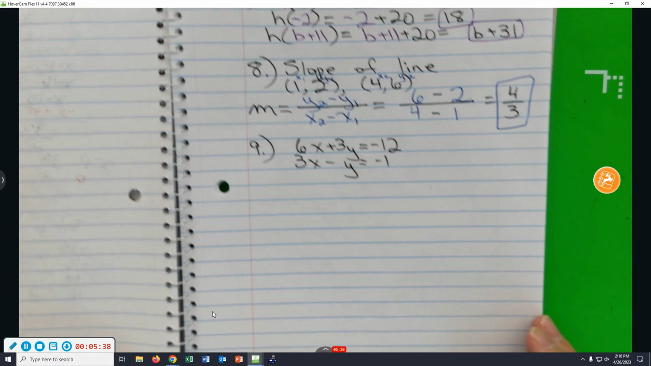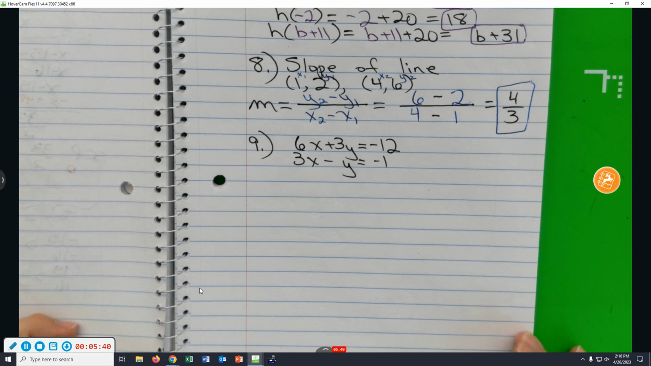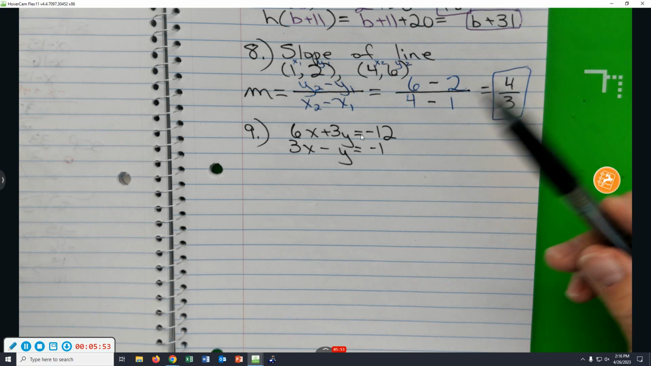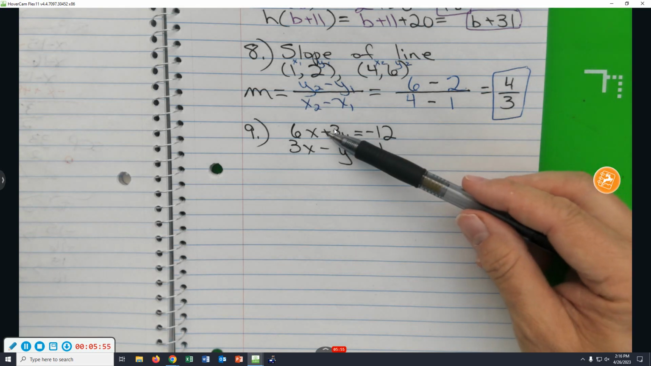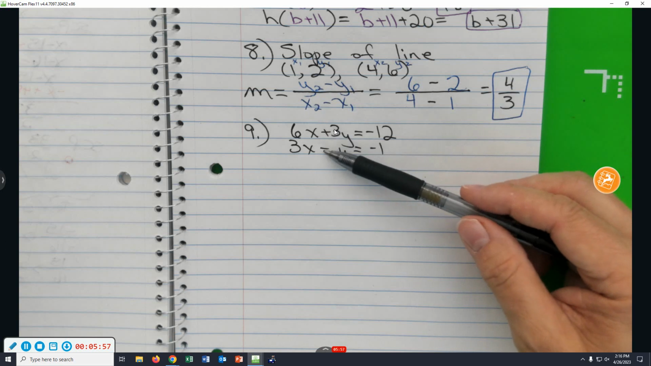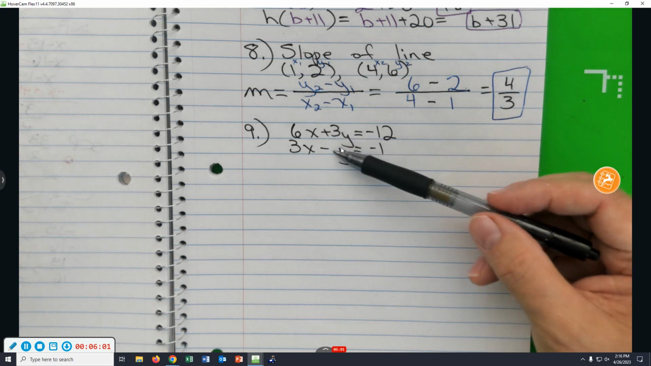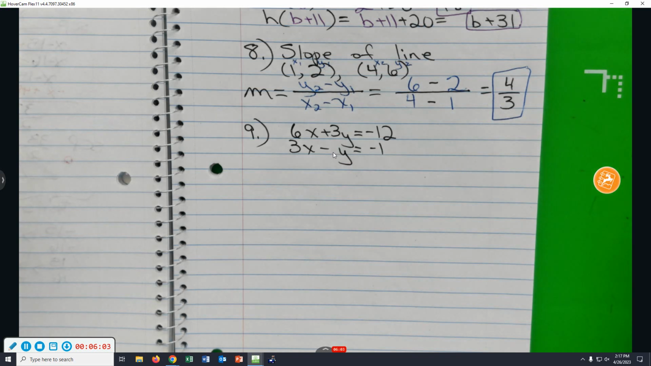Even if they hadn't told us to use elimination, if they'd given us a choice, substitution or elimination or Cramer's rule, I still would use elimination. Which variable do you think I'm going to eliminate? The y. Notice we already have opposite signs, one positive, one negative, but we need the same number. What do you think I'm going to do?